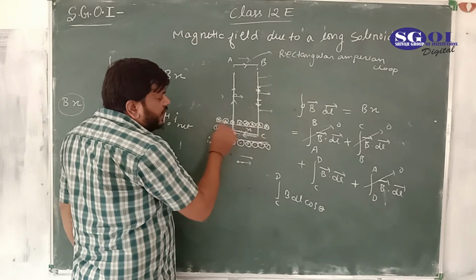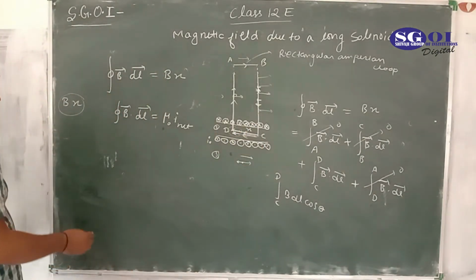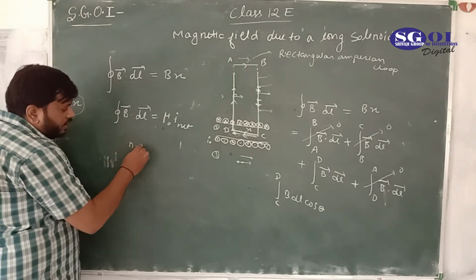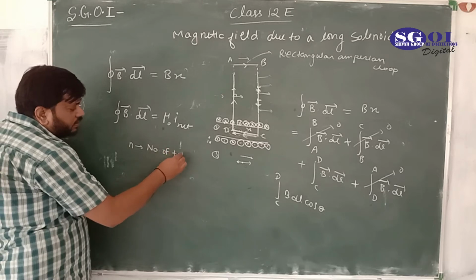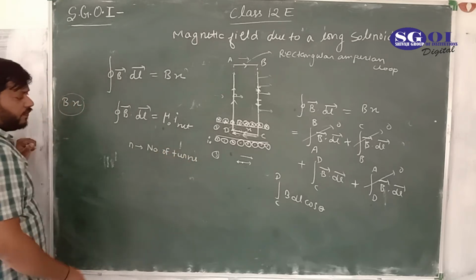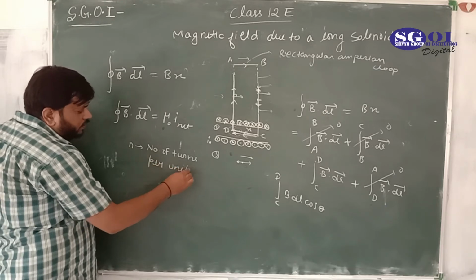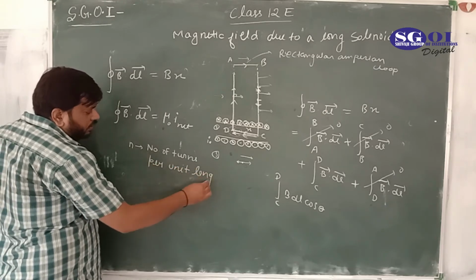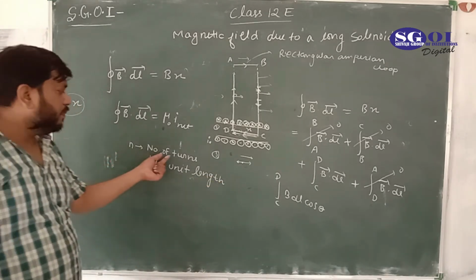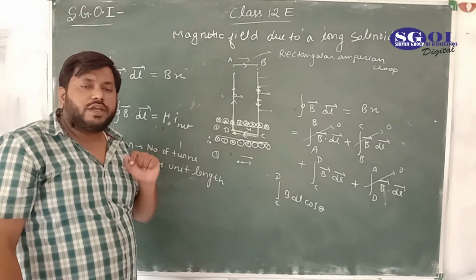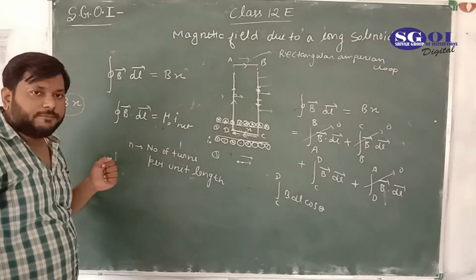You are seeing here. For that we have to define a term small n. Small n is the number of turns per unit length. In 1 meter length, the number of turns that are there is called small n.